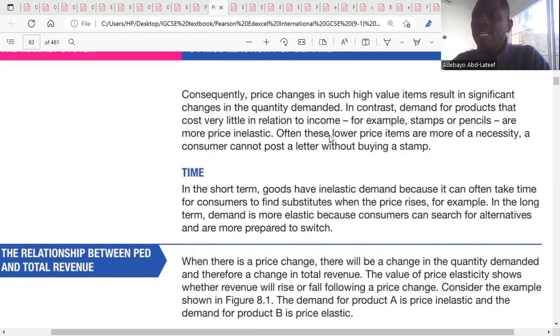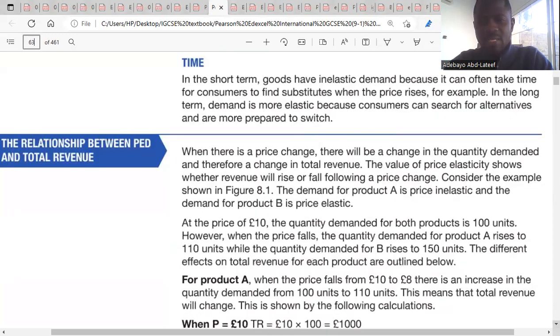So products that take time to find substitutes are always price inelastic in the short period of time, because it's going to take a bit of time for consumers to find substitutes to replace those products that are expensive. Any question about that? Then we go to the relationship between price elasticity of demand and total revenue.